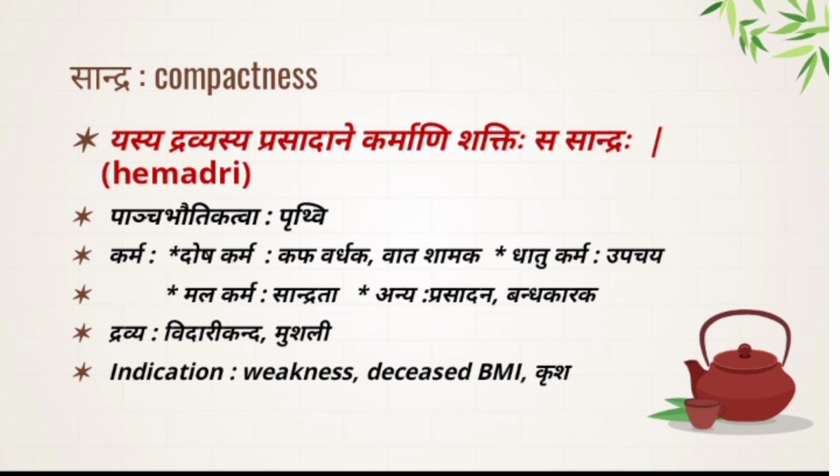So what is the pancha bhautikatva? Prithvi is the pancha bhautika sanghatana, and karma like dosha karma is kapha vardhaka and vata shamaka, it does dhatu upachaya, and mala karma is mala sandrata, and anya karmas like prasadhana or bandhakaraka it does. And dravyas are like vidari kanda and mushali, the ones which provide proper nutrition and increase the compactness of the body, are nothing but vidari kanda, mushali, shatavari and amalaki, everything comes under this category. Where we can indicate it: in weakness, in decreased BMI, in persons of very long, very high stature with a lack of muscular body. In that condition we need to prescribe these kinds of dravyas. And in krusha persons also, if a patient complains about sexual unsatisfaction or sexual incapacity, that he is not able to satisfy his partner, then we need to prescribe these kinds of dravyas.